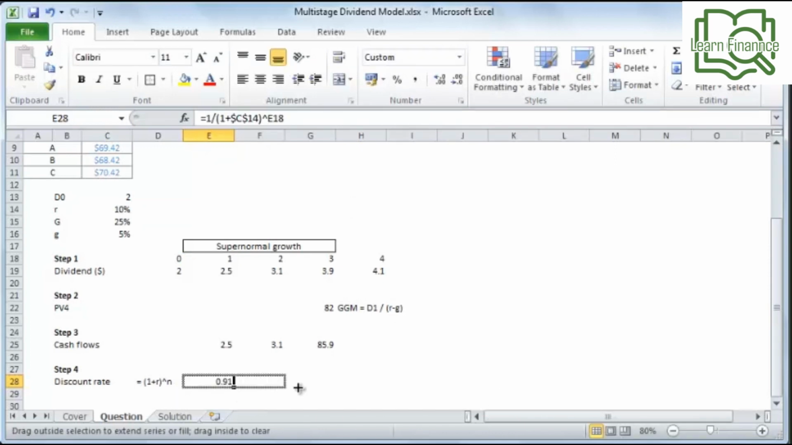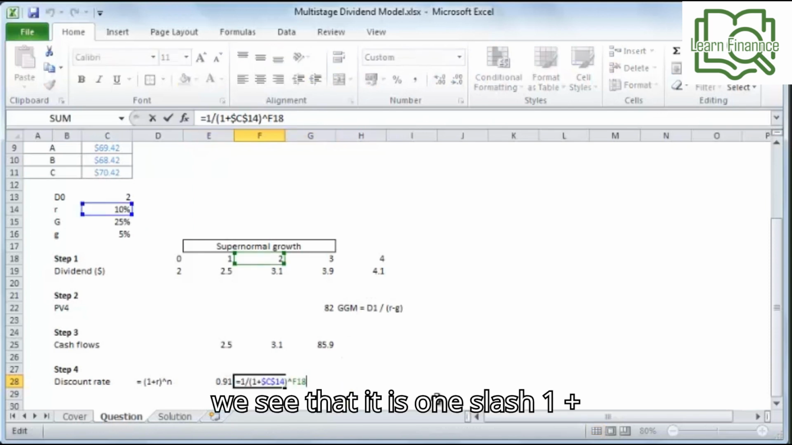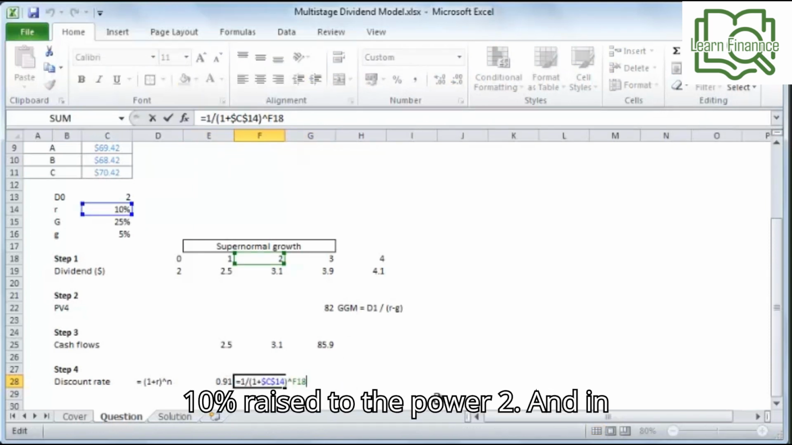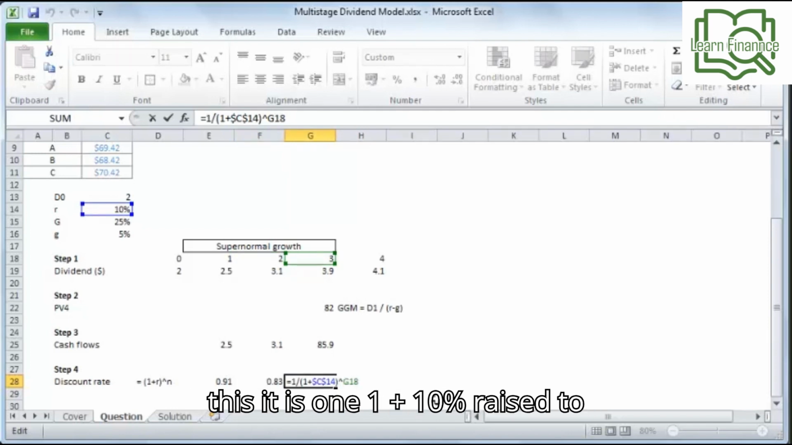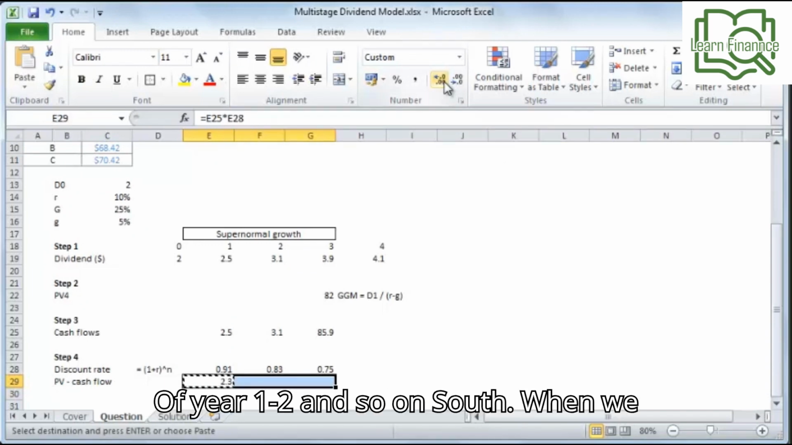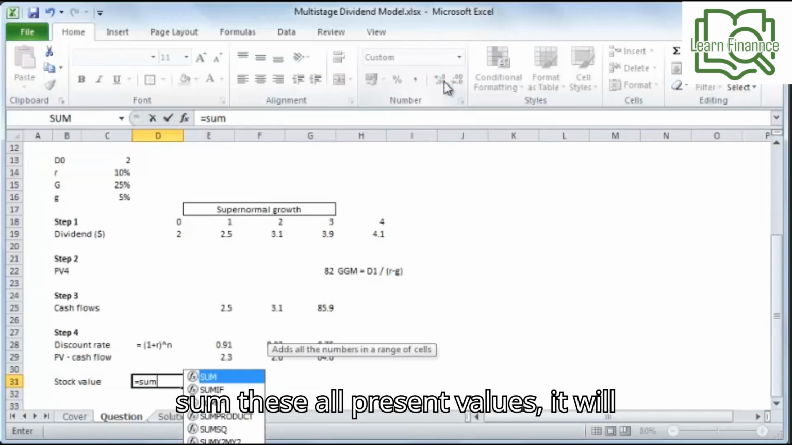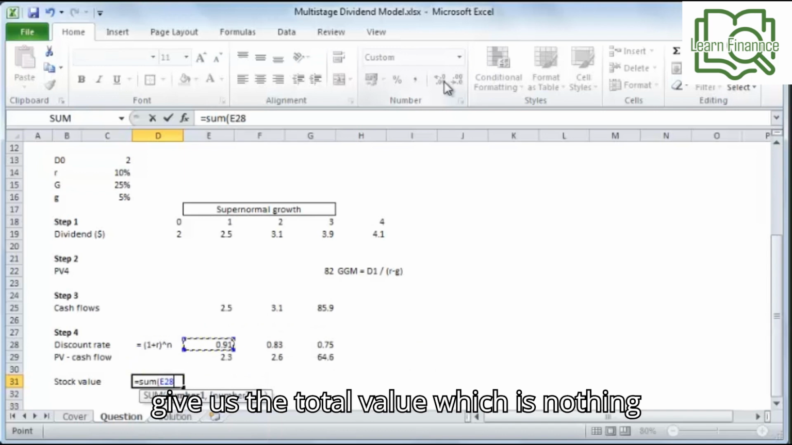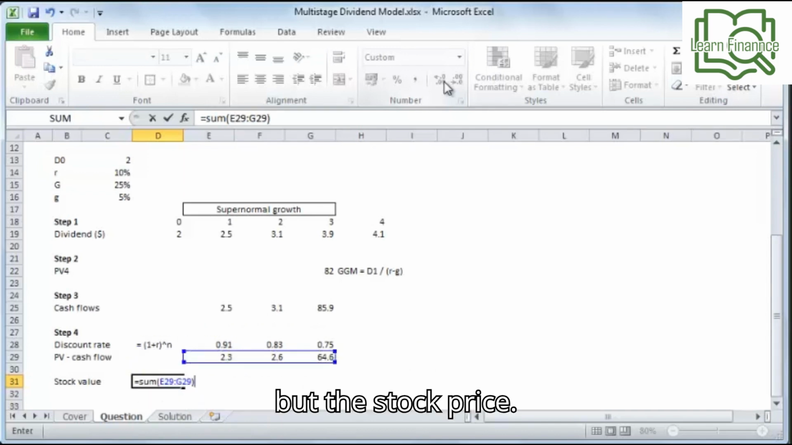So here we see that it is 1/(1 plus 10%) raised to the power 2. And in this it is 1/(1 plus 10%) raised to the power 3. These are present values of year 1, 2, and so on. So, when we sum all these present values, it will give us the total value, which is nothing but the stock price.